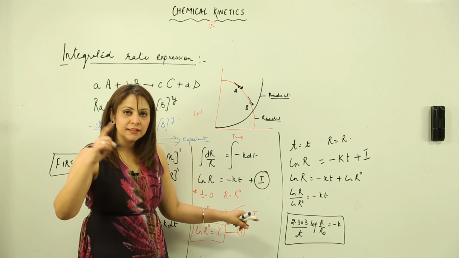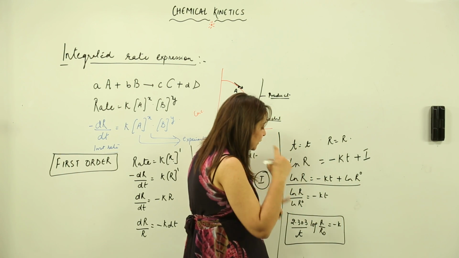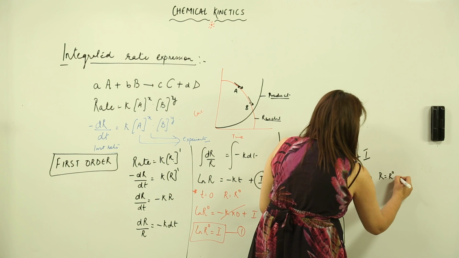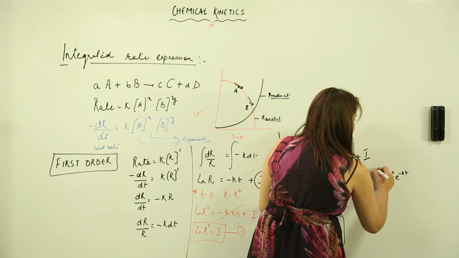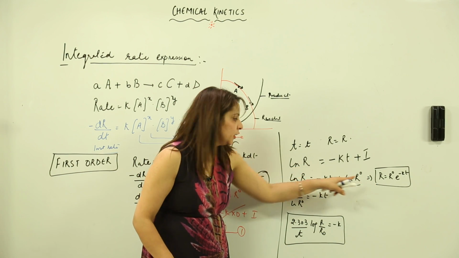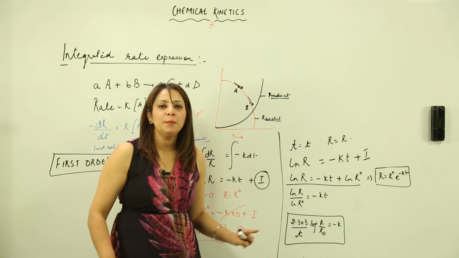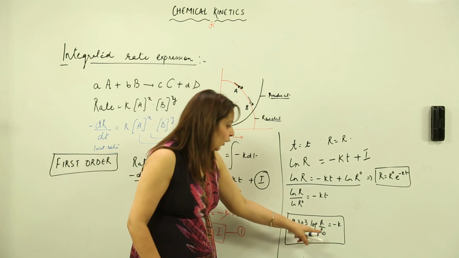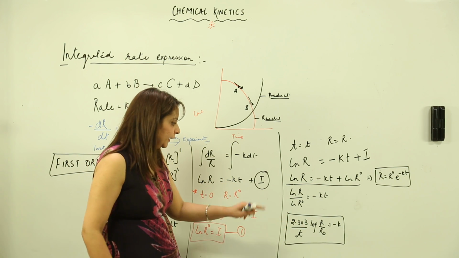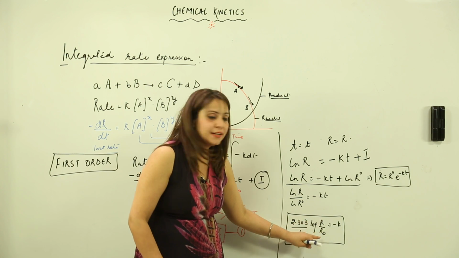I can write it in a different manner as well. I can write R is equal to R naught e^(-kt), because this is ln R and this is ln R naught and this is minus kt, so it becomes R is equal to R naught e raised to power minus kt. I can write in this way. Now when I get this expression, I can just remove the negative sign as well. So what I am going to do, I am just going to shuffle this thing, change their position, right.